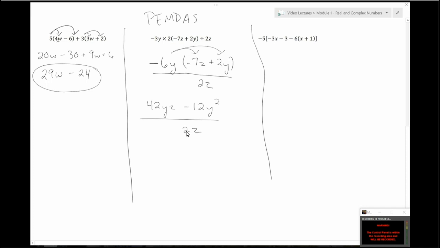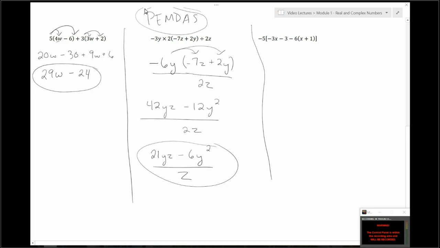And then I'd want to just reduce. This 2 can go into each of these pieces. So it'd be 21yz minus 6y squared z. So this one was a little bit complicated. I don't believe you're going to see anything this complicated on your homeworks, because really this is more of a tedious question that I just put in here to show that the order does matter with PEMDAS.